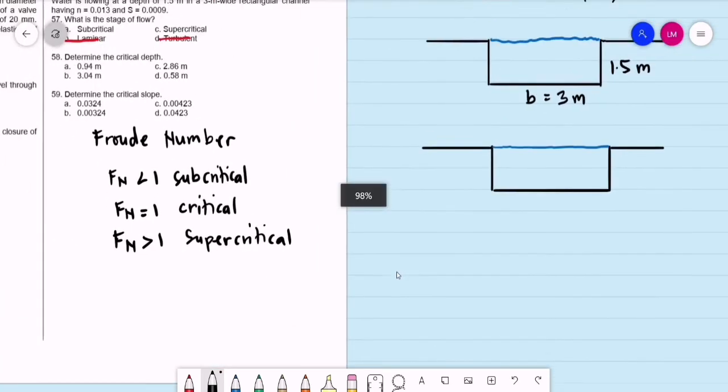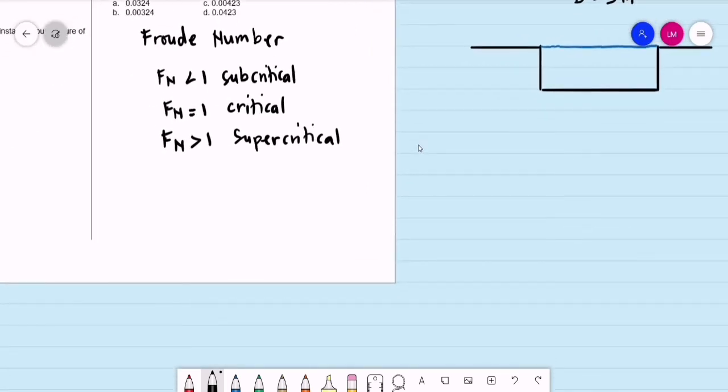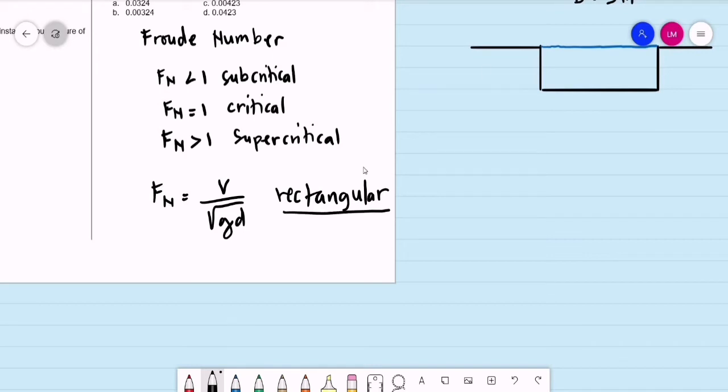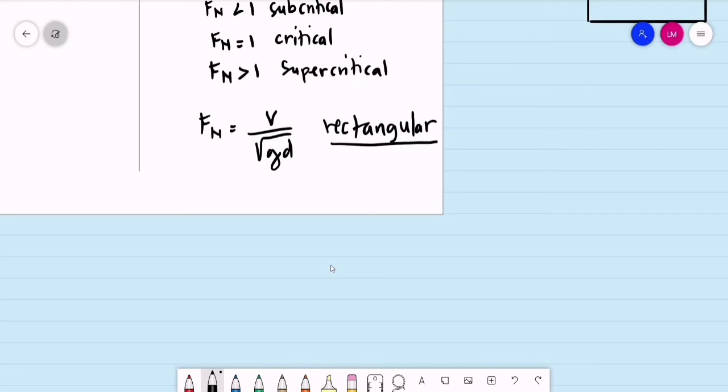We have two formulas for the Froude number, depending on the shape. I will give the link to the derivation again. The Froude number is equal to the velocity divided by the square root of the acceleration due to gravity times the depth. This is applicable only for rectangular channels. You cannot use it for triangular or trapezoidal channels. For any shape, the Froude number is equal to the square root of the discharge squared, times the top width, divided by the area cubed times the acceleration due to gravity. This is applicable for any section.